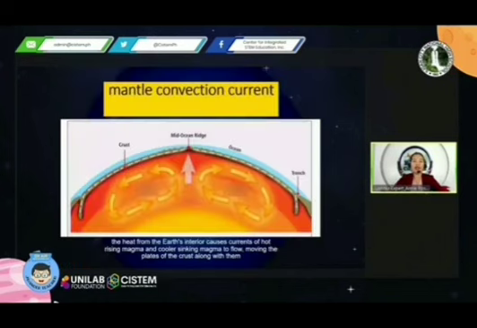All right, so let us have a quick review on the driving forces that cause plate movements. Let's start with mantle convection current. Once again, this one happens when the heat from the Earth's interior causes currents of hot rising magma and cooler sinking magma to flow, moving the plates of the crust along with them.